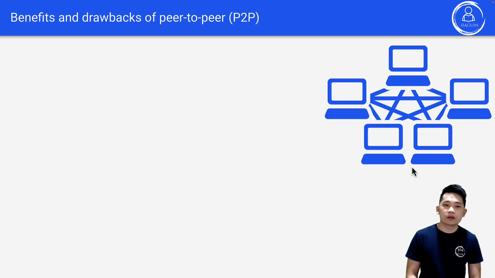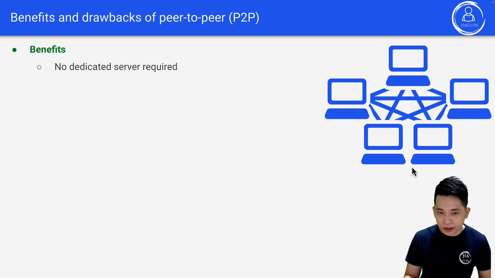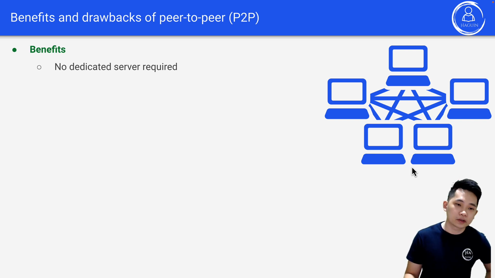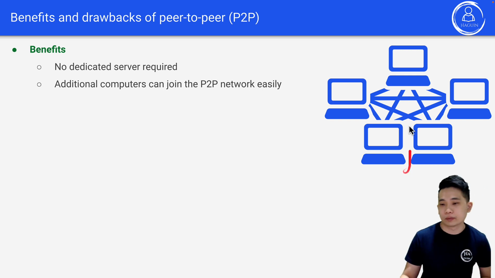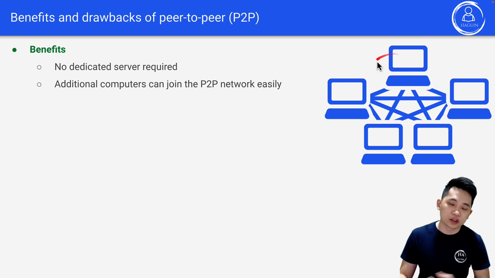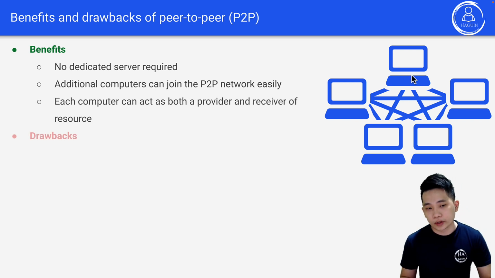Let's look at the benefits and drawbacks of peer-to-peer. Let's look at the benefits first. First of all, there is no dedicated server required compared to client server. Additional computers can join the P2P network easily. For example, you can just add a node into this P2P easily. And each computer can act as both a provider and a receiver of resources. Now let's look at the drawbacks.